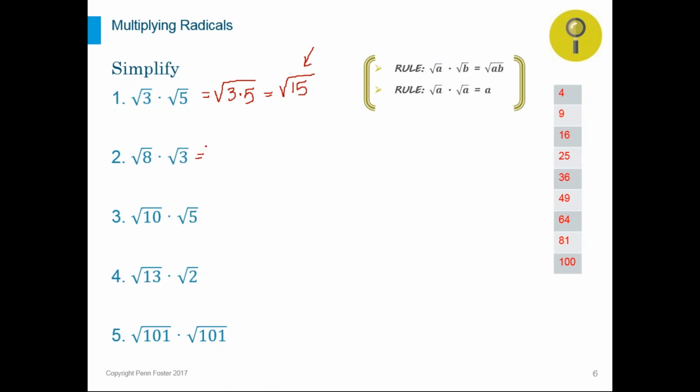Now let's do number 2. So the first step that we said we're going to do is inspect each number here. I see 8, and I know 8 is 4 times 2. 4 is a perfect square. Then I need to break down the 8 first, simplify the square root of 8, and then multiply that to the square root of 3.